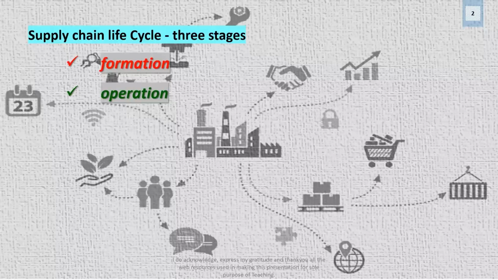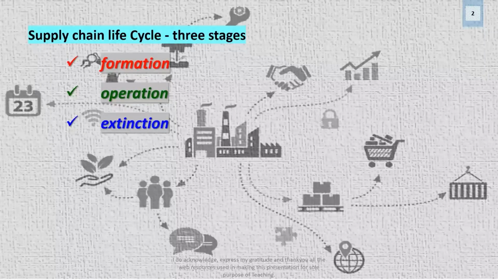Afterwards, operations of supply chain start. So we start working under the umbrella of the life cycle stage 2, which is called operations. And the 3rd stage is extinction. If you see the extinction, it's nothing but the start of another formation.